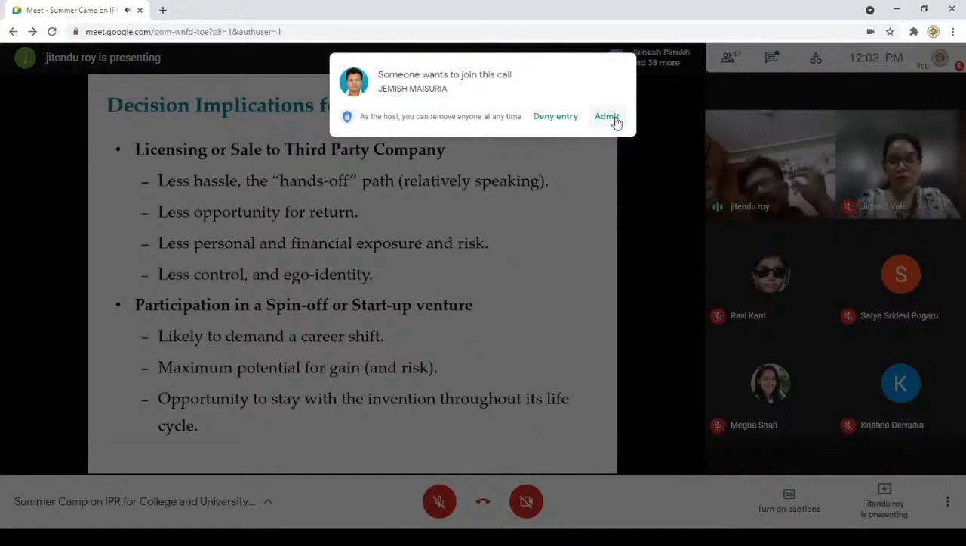The product then becomes the company's. Many of the researchers who have given these products to bigger companies, they never come to the forefront unless and until the company wants them to.